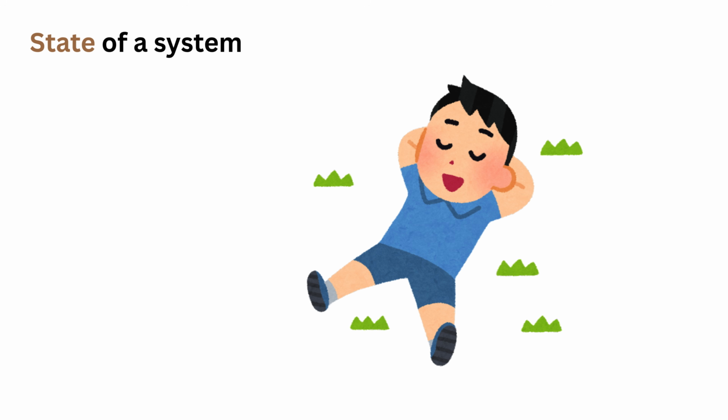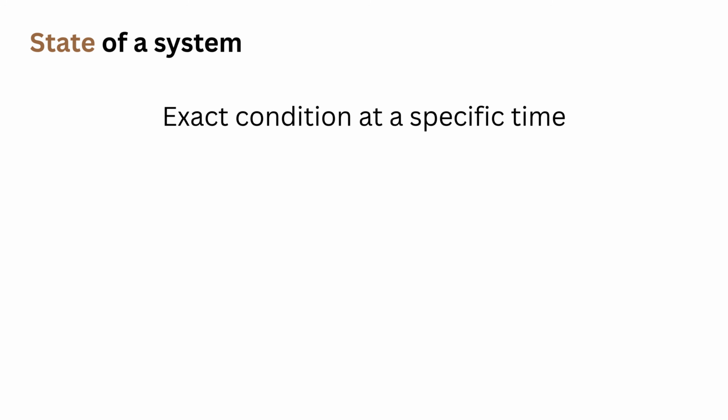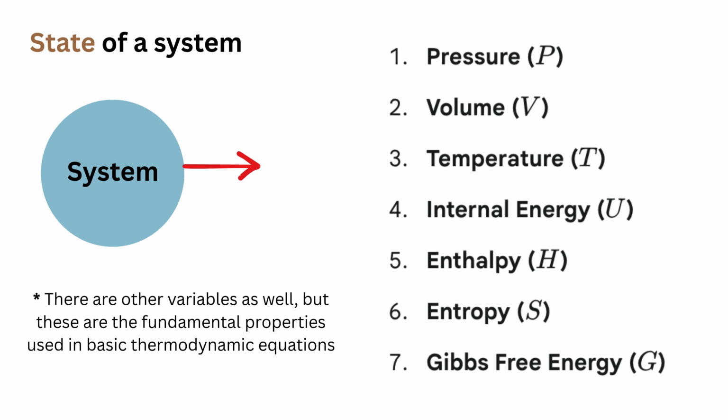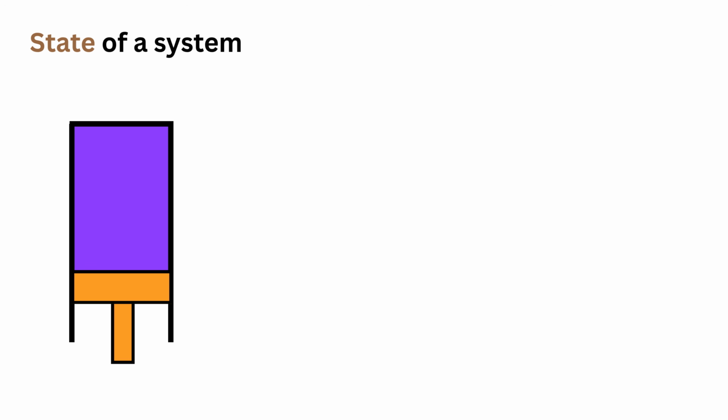Next, we come to the idea of the state of a system. The state of a thermodynamic system means its exact condition at a specific time. This condition can be completely described by certain measurable quantities called state variables or state parameters. These variables include pressure, volume, temperature, and composition. For example, if we have a gas in a cylinder with a movable piston, its condition can be described by its pressure, volume, and temperature.